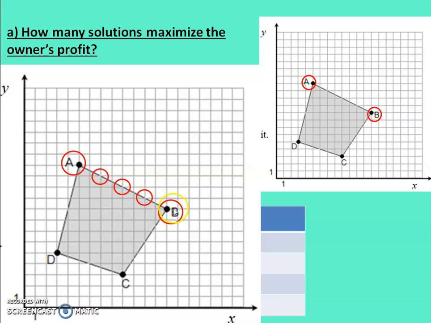I'm only looking on the line between A and B because A and B were the 2 points that had the highest value. They had the maximum profit. So there are 3 additional points in between, and what that means is that the answer is that there are 5 solutions that maximize profit. 1, 2, 3, 4, 5.